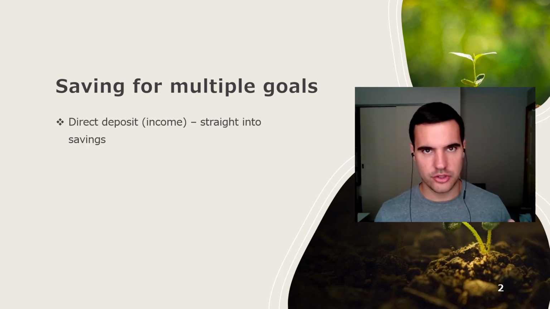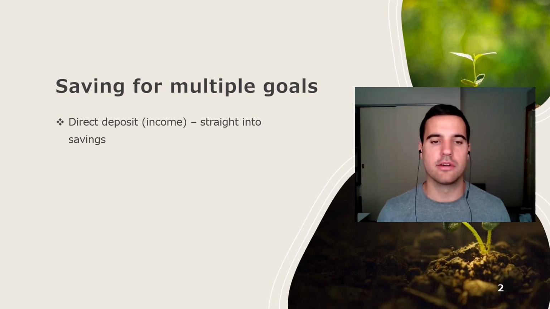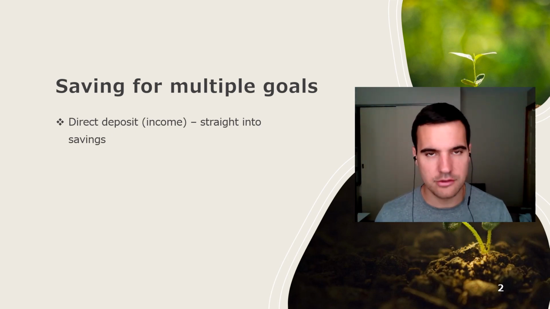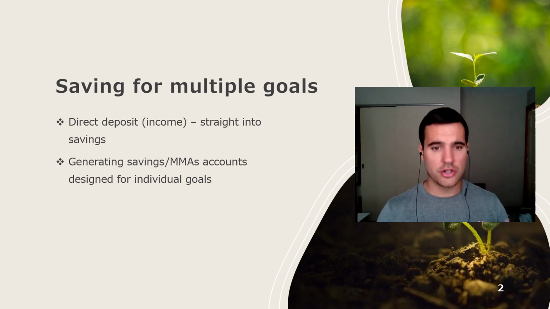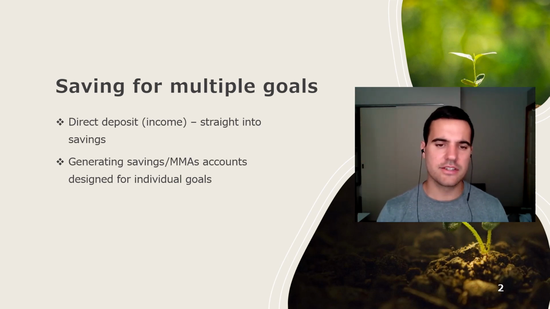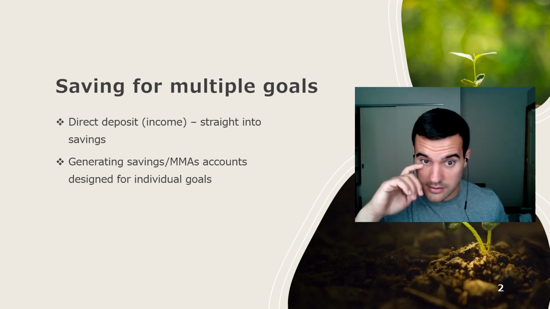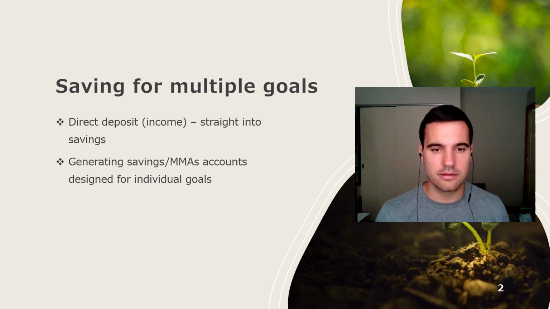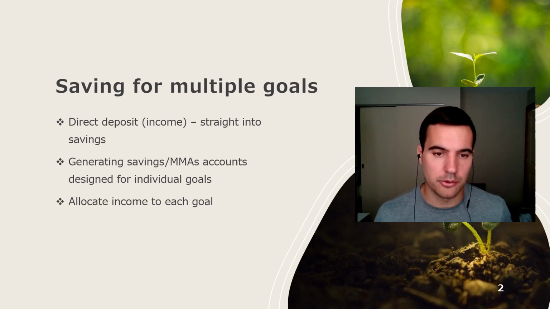So the first thing I suggested in this series of lessons in step 4 is to create a direct deposit, route it straight into your savings or whatever income you earn, put it right into a regular savings account. And eventually you'll generate different savings and MMA money market accounts designed for individual goals. So you'll have your regular savings up here, and then you'll have other savings goals, emergency funds, money market accounts, CDs, whatever, set up below that, and then you'll route that money into those accounts depending on your goals.